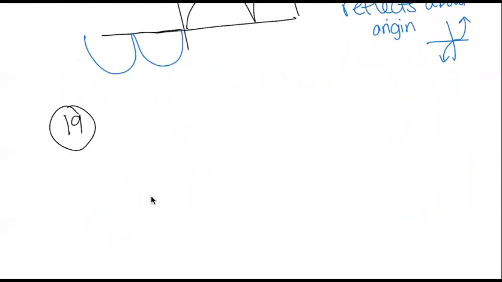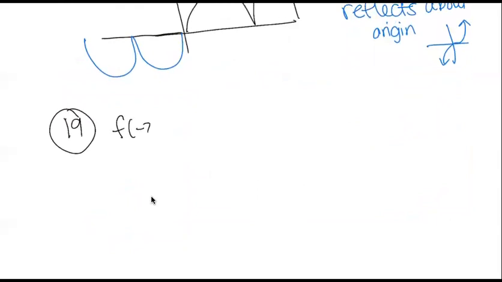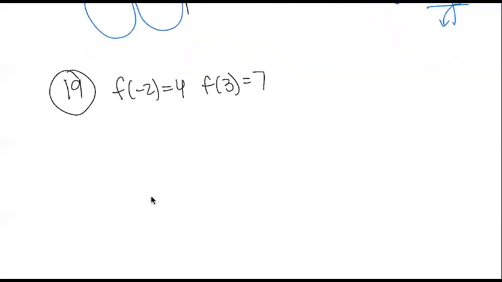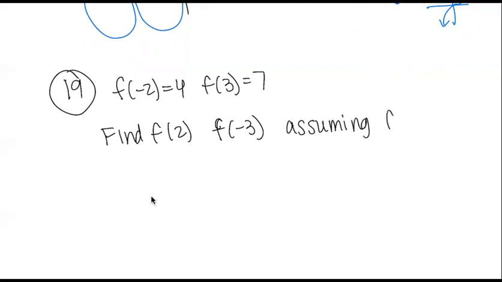Let's see. So it's going to be a similar idea. F of -2 equals 4 and F of 3 equals 7. Those are given. And then we want to find F of 2 and F of -3, assuming it's even. Assuming F is even. Just writing out the question.